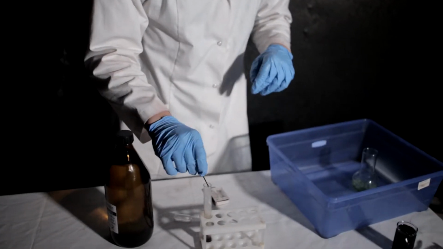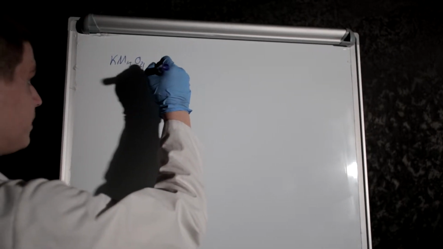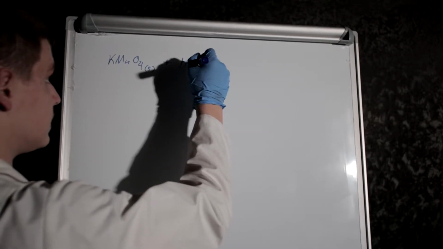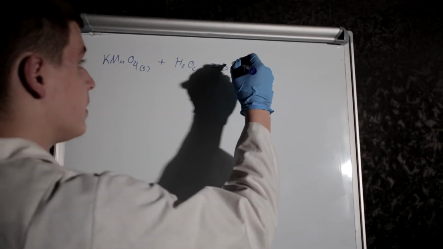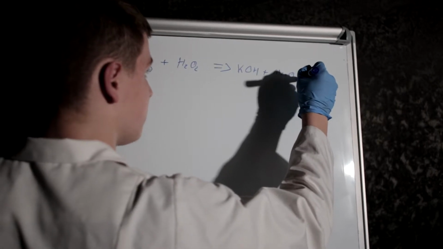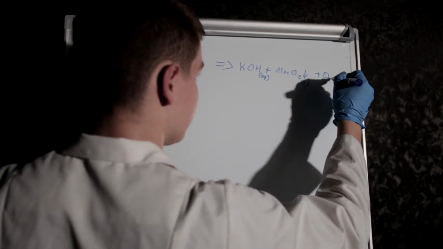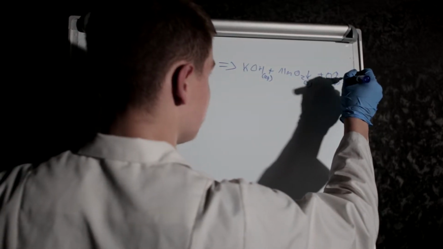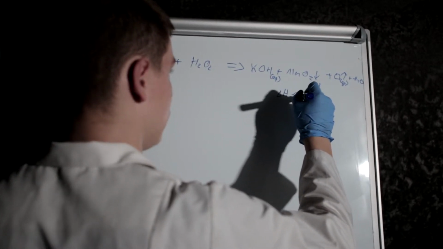Yeah, that's interesting, but let's explain it with the chemical equation. It of course was a redox equation, so potassium permanganate in a solid form plus hydrogen peroxide resulted in potassium hydroxide plus the manganese dioxide, which is a precipitate. This is aqueous, it's a solution. This is solid, plus O2, that is the gas, and plus water. Of course, the enthalpy was lower than 0.